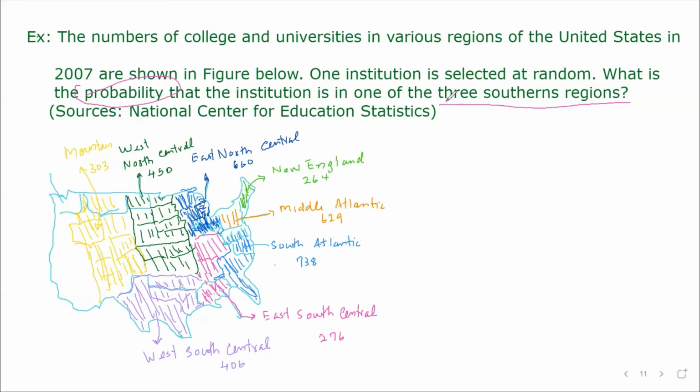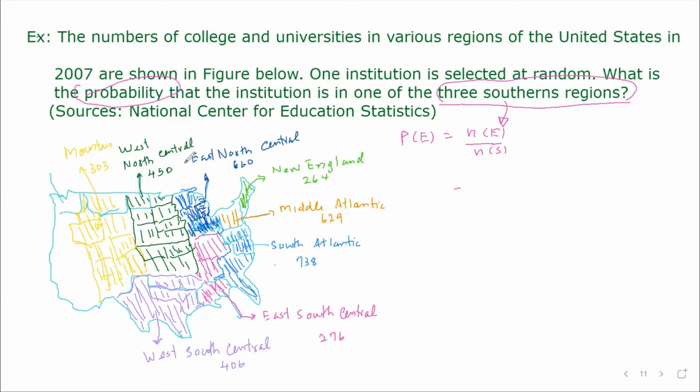Okay, but question 1, you find the probability of 3 southern regions only. What is the probability of the 3 southern regions, the number of colleges and universities? Then you have to use a formula, right? P(E), the probability of the event, equals NE over NS. So E is this three, correct? Because question 1 is 3 southern regions.